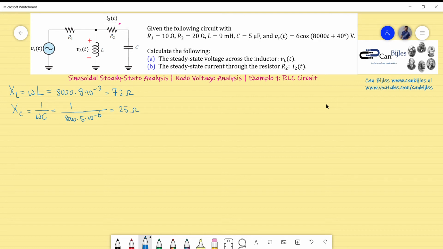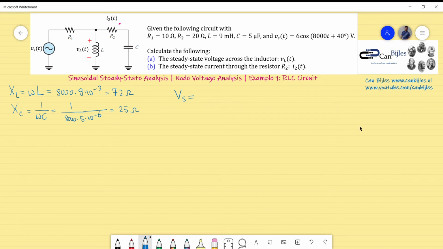Okay, and the final one, which is the Vs. Because it is in the cosine representation and we have also a 40 degrees phase shift here, I can just use the amplitude and make the phase 40 degrees. If this was a sine, I would have to add also minus 90 degrees to come to the cosine. So that's very important, that you have the cosine as your reference.